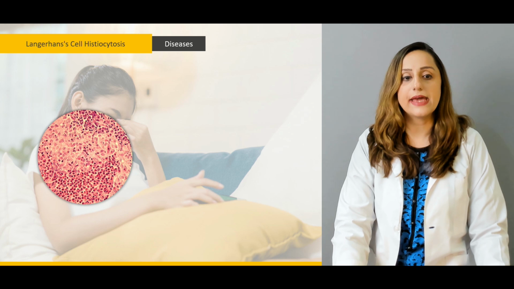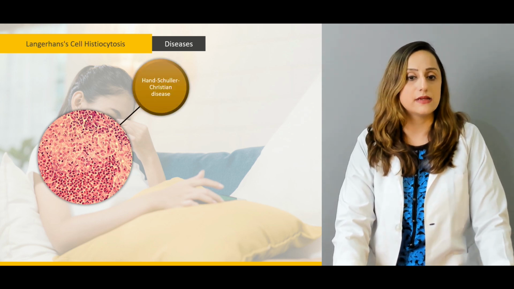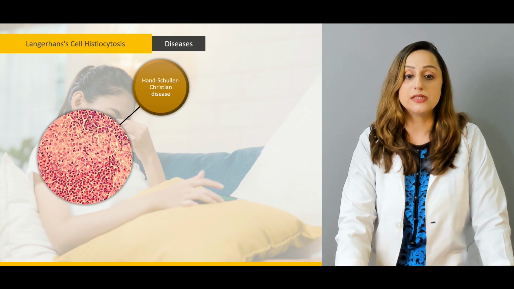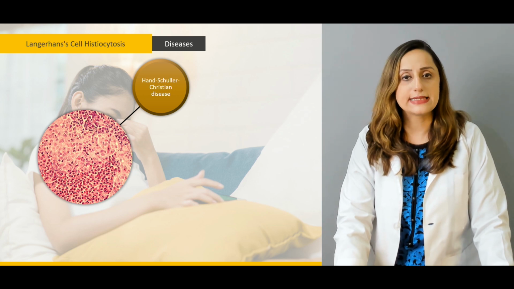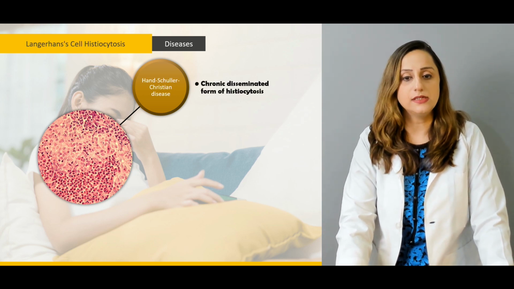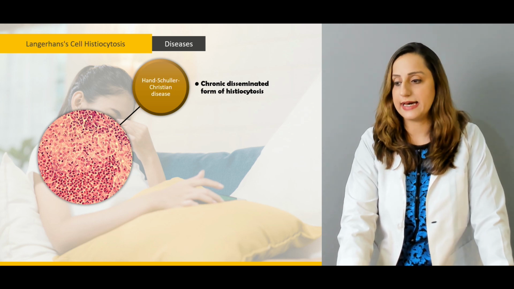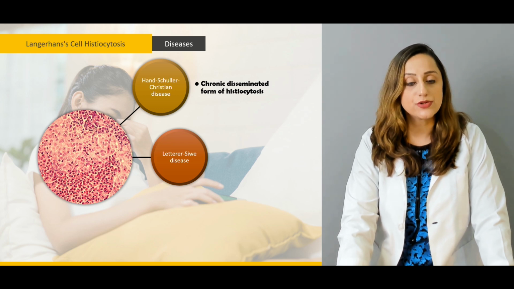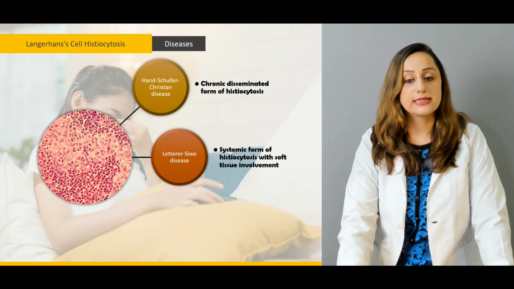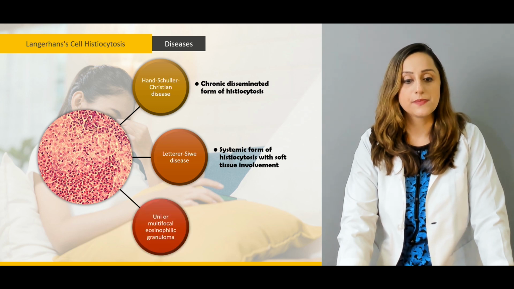We have Langerhans cell histiocytosis. It's again one of the disease groups. That is the Hand-Schüller-Christian disease. It's another name for this kind of syndrome. There is a chronic disseminated form of histiocytosis that is seen in these patients. We have Letterer-Siwe disease, which is a systemic form of histiocytosis with soft tissue involvement.